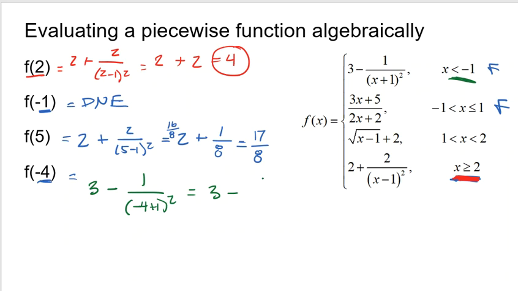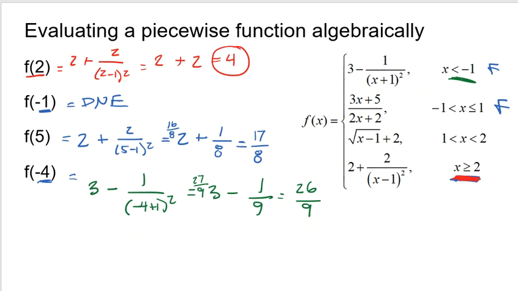-3 squared is 9, so I got 3 minus 1/9. 3 is 27/9, which is equivalent to 3 with the common denominator. So 27/9 minus 1/9 is 26/9 for a final answer there. Pretty cool, pretty easy to do. Make sure that that makes a lot of sense to you guys.